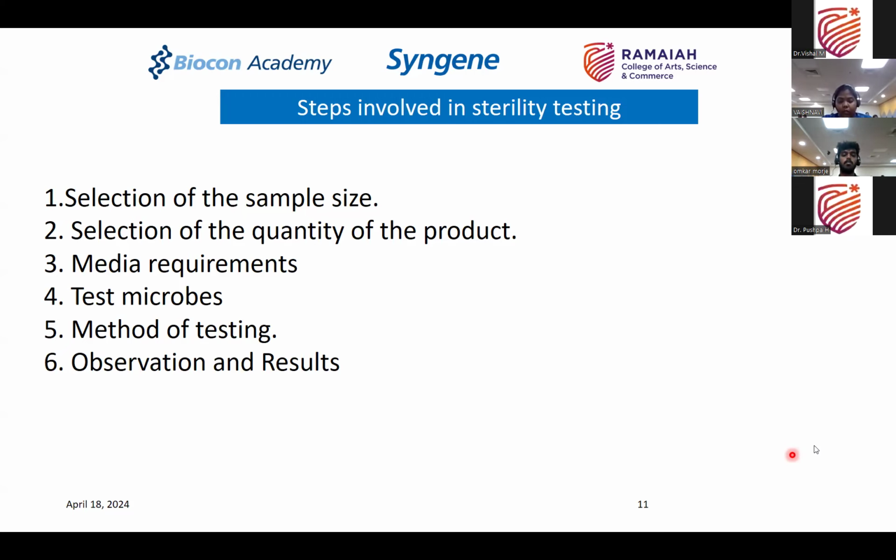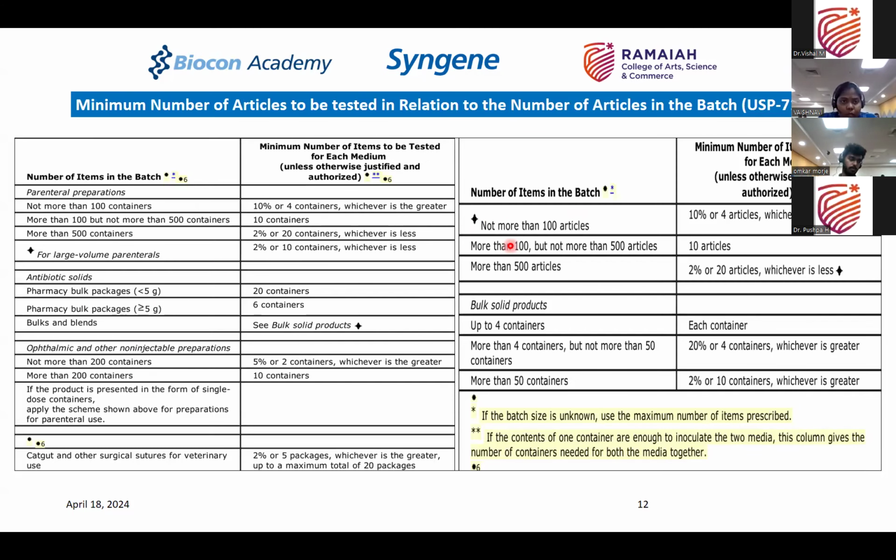If the pharmacy has some injections, tablets, capsules, gels or ointments, whatever it is, usually the pharmaceutical company will prepare them in bulk. Can we analyze each of the samples? Can we test each sample and see whether they are devoid of microorganisms? No. For that, according to USP, there are standard procedures which we can follow to select the number of articles in that particular batch.